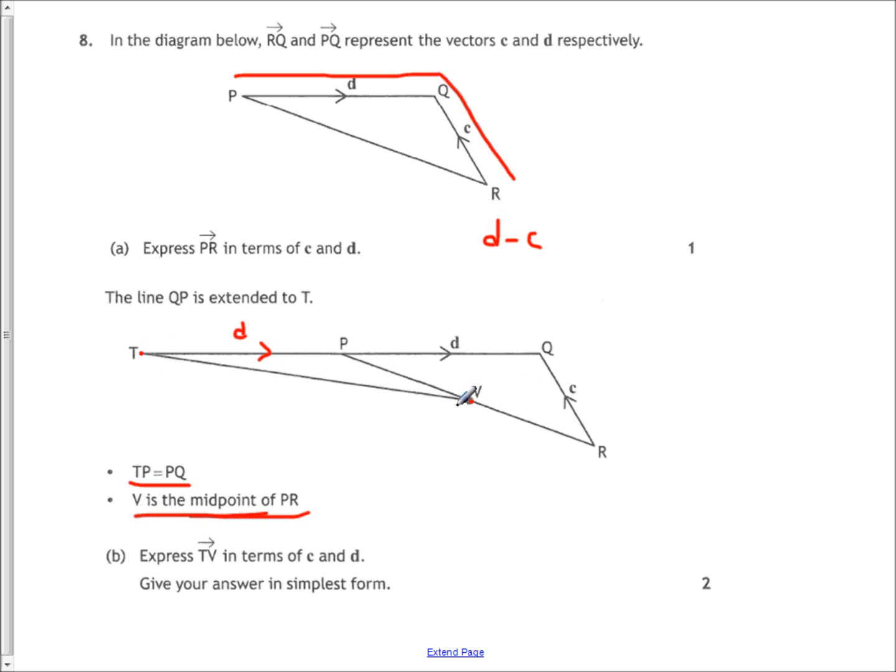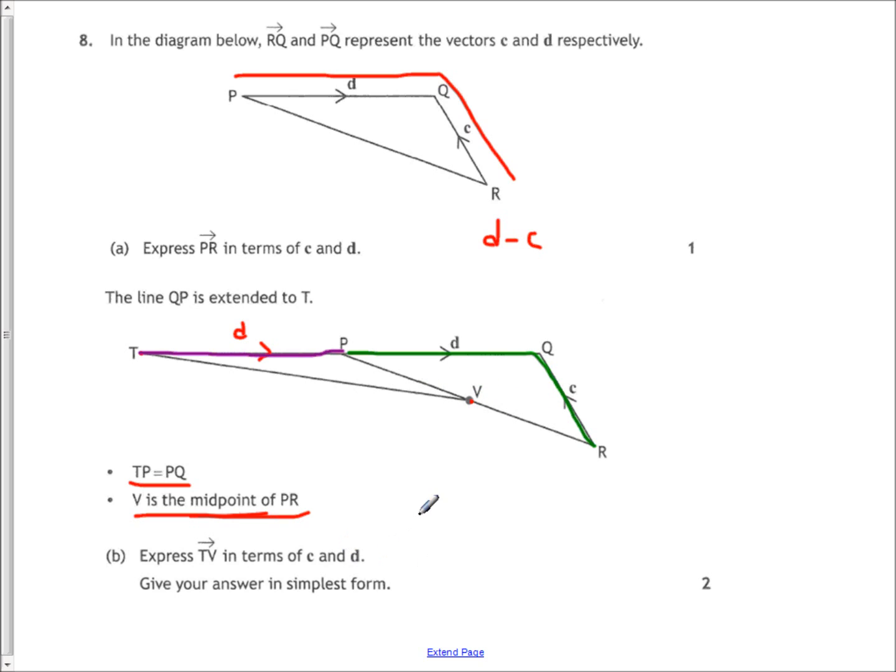Now, we can't do it just by going directly, so we're going to have to take maybe what you would call the scenic route. So what we're going to do is we're going to go from T to P, and then we're going to go from P to R, okay, like so. Well, if I can explain this just now, you want to go from P to V. Now the journey from P to V is going to be half of the journey that I've colored in green, because you know that V is the midpoint of PR.